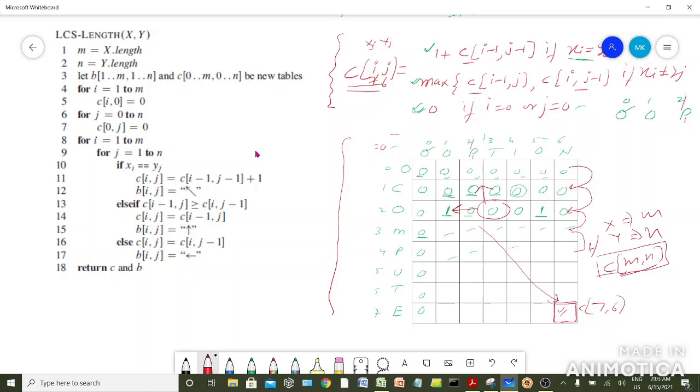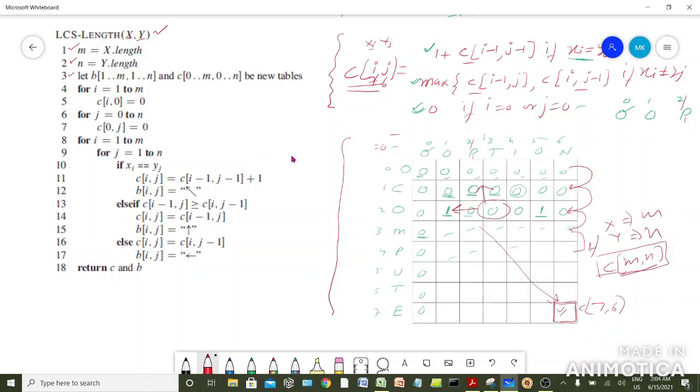Fine. So let us try to understand the algorithm. The name of the algorithm is LCS-Length. Two sequences x and y are passed to it. Let the length of x be m and the length of sequence y be n. Fine. Now let b be of the order m by n, and c be of the order m plus 1 by n plus 1. There are two matrices.